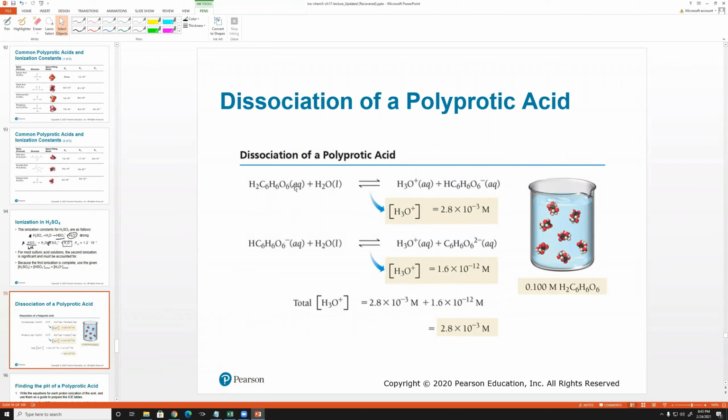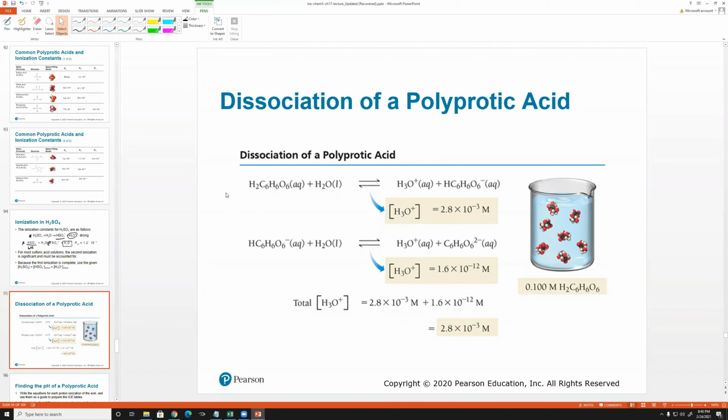So here you can see that, in this case, sometimes it won't be insignificant, because usually removing the second proton is extremely weaker than removing the first one. So most of the time that second deprotonation will be insignificant, but in some cases it might not be. And that's very easy to do.